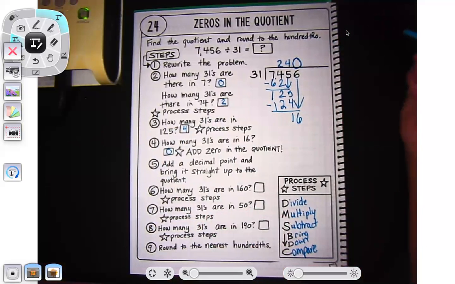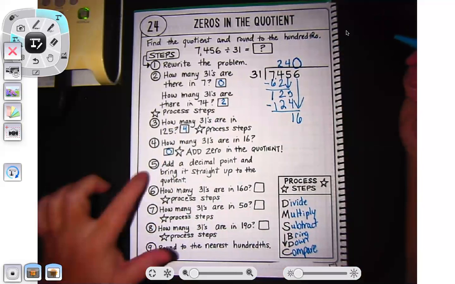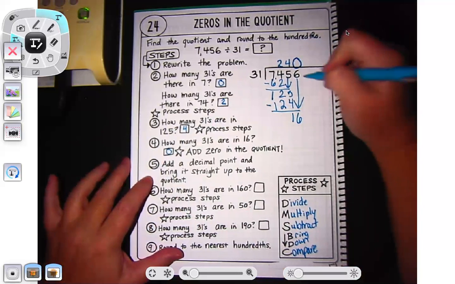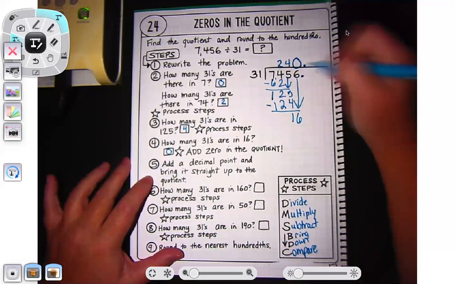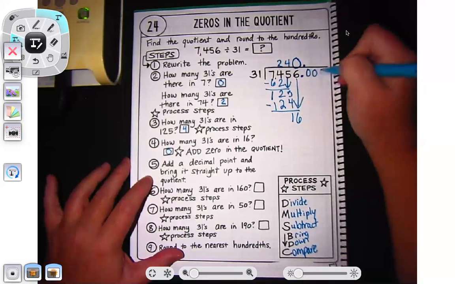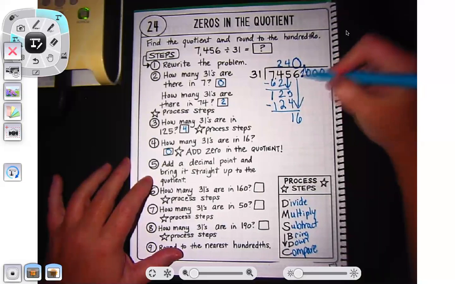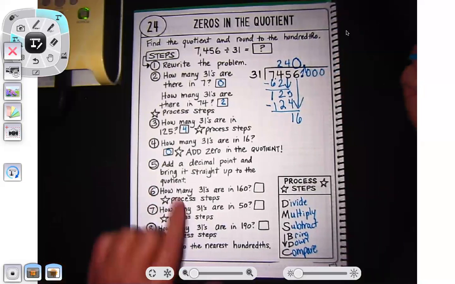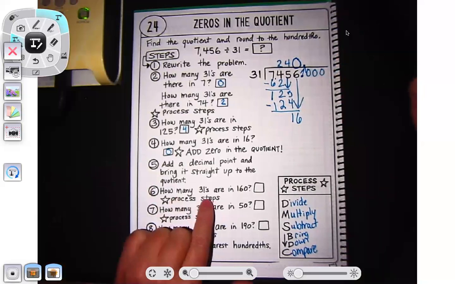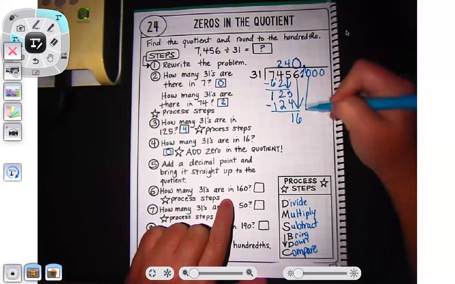All right. So what they are wanting us to do now is take us to the decimal. So we're going to put a decimal point behind, and remember we can add zeros, and this is just going to help you for the next couple of weeks when we do dividing with decimals. So you're going to bring your decimal point straight up because it's at the end.